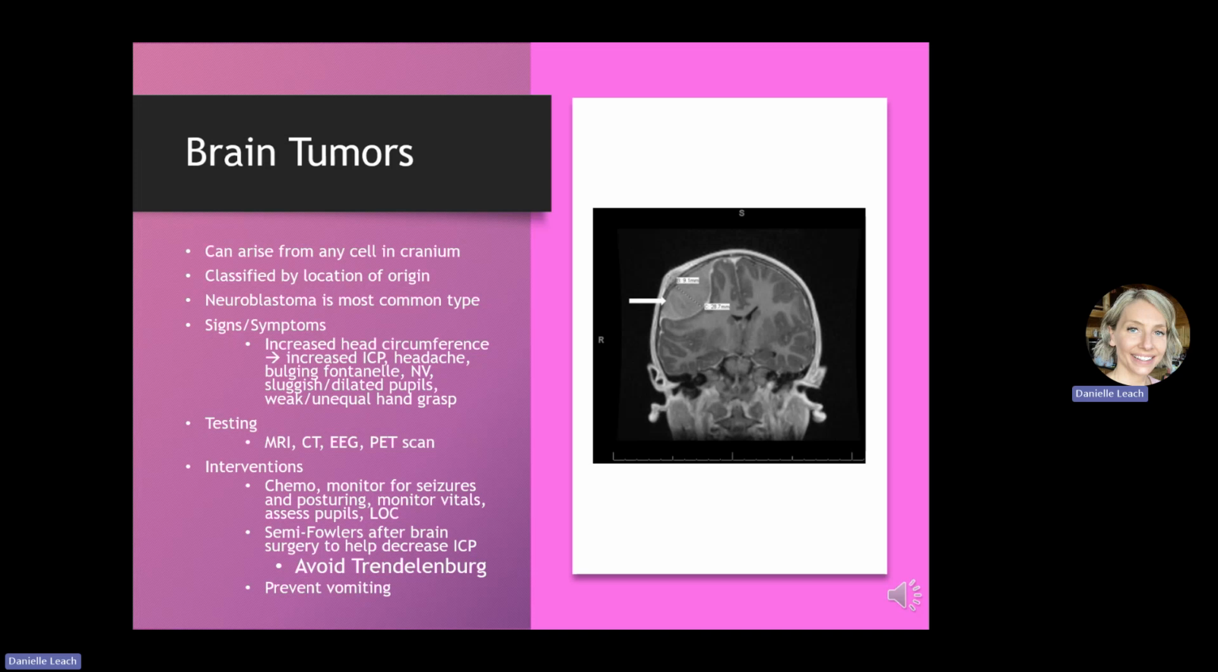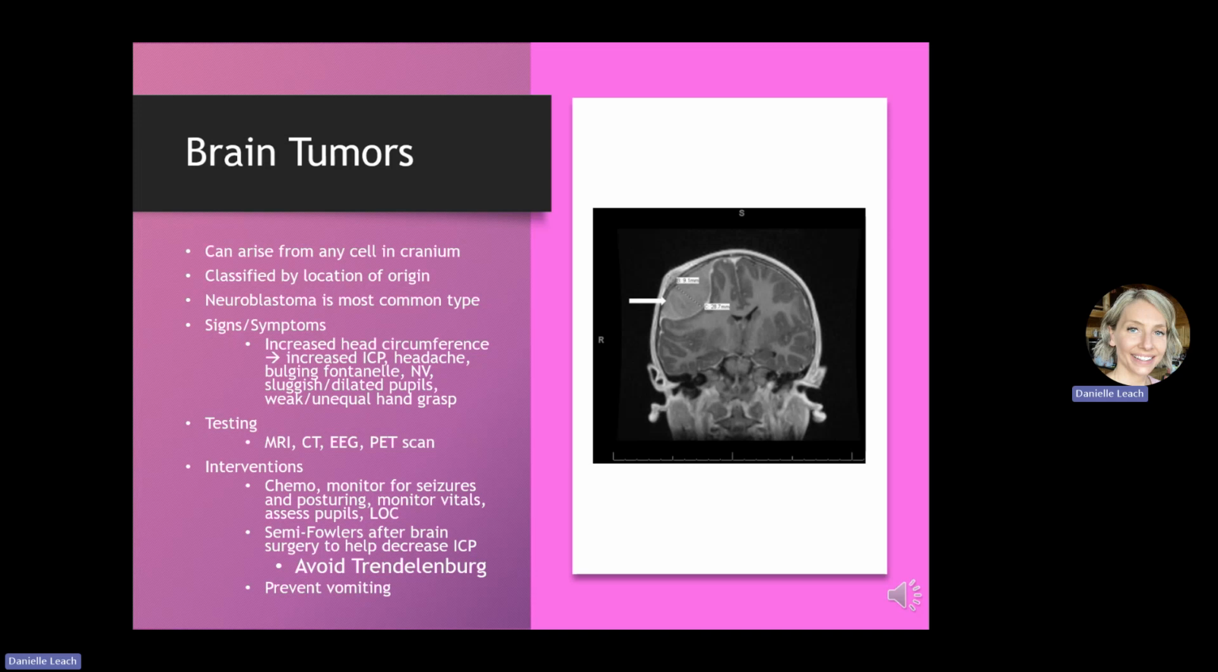So signs and symptoms of a brain tumor. They could have an increased head circumference, and this is of course only going to be for an infant whose sutures are not yet fused. Otherwise, once their skull and their sutures are fused together, their head circumference can't really get much bigger. So this is for babies, but an increased head circumference can be a sign of increased intracranial pressure.